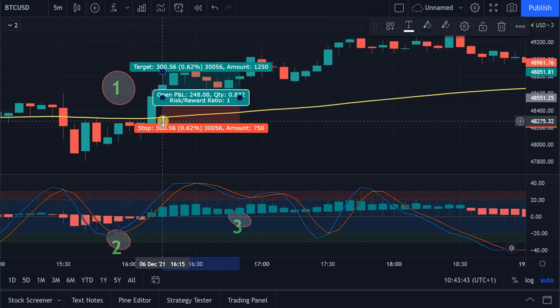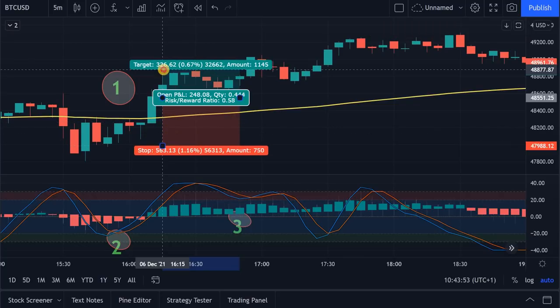So I would enter a trade around this level, my stop loss at the previous candlestick low, and my take profit would be above the price. I can choose to use a 2-to-1 risk to reward ratio, a 3-to-1 or a 4-to-1 risk to reward ratio.